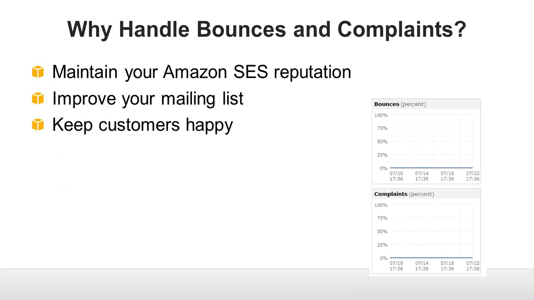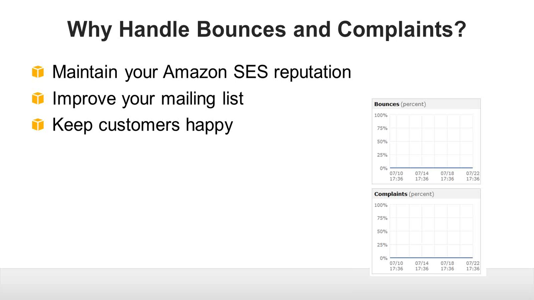So why should you handle bounces and complaints? Bounces and complaints have a direct impact on your Amazon SES reputation. If your sending behavior generates bounces and/or complaints over a certain threshold, your account will be subject to enforcement actions. It may even be shut down. As we've talked about on the SES blog, good sending generates less than 5% bounces and complaints typically. Amazon SES provides you with bounce and complaint metrics in the console and via API calls.